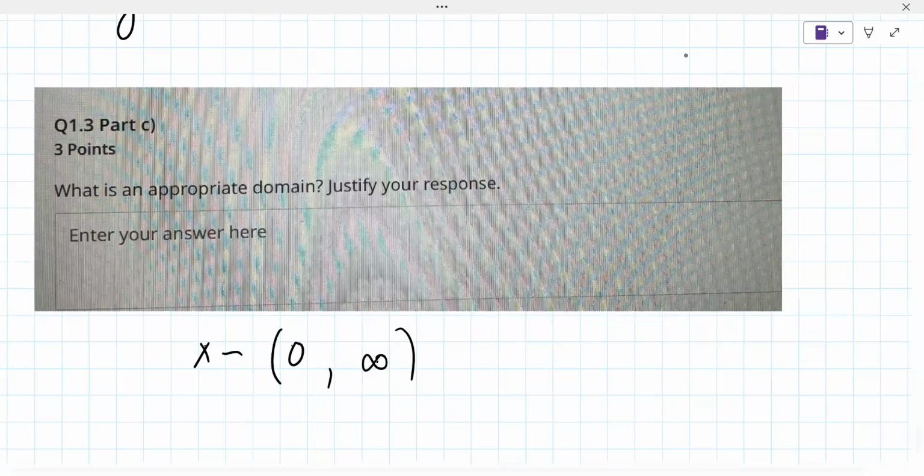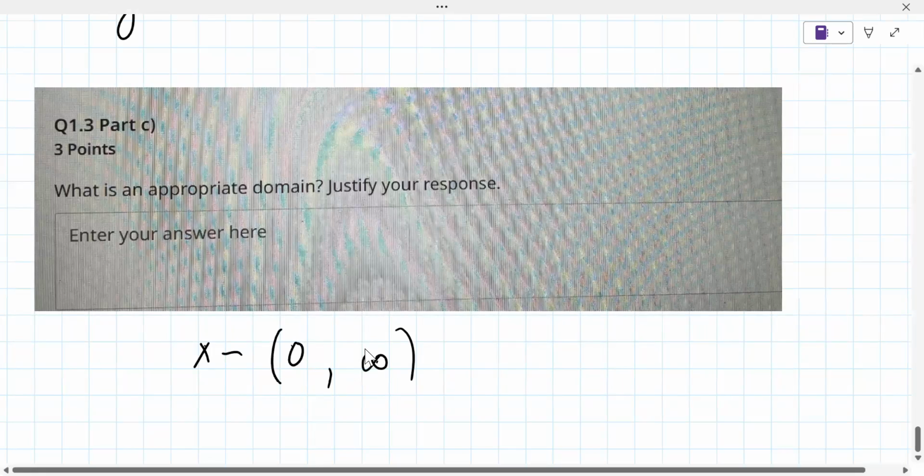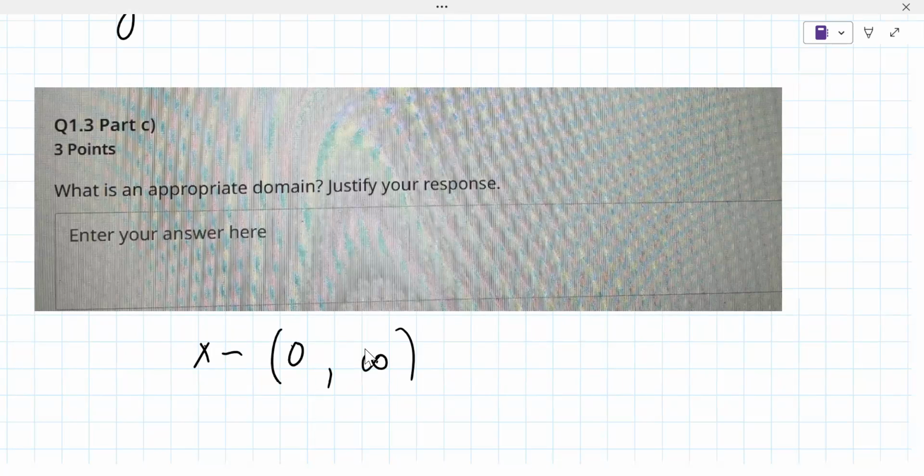Now it says to justify your response, which means that you probably want to, this is where I might ask the instructor. I might say, okay, my domain is 0 to infinity, but is that really the domain? That's the practical part of it. Even though you can spend infinite on groceries, I guess, I'm asking because I don't know. And I feel like that's an important question to answer.